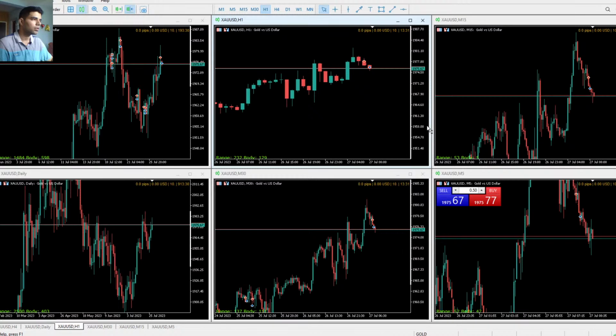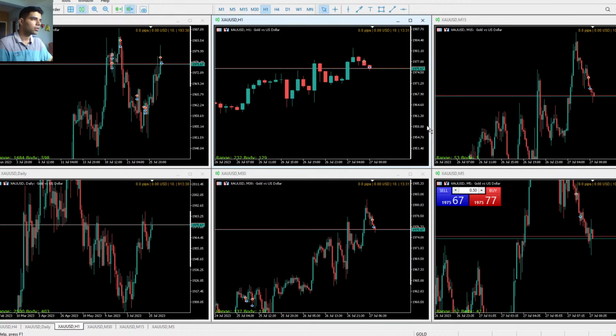Okay guys, so first I look at the candle. What I did is, in the H1 time frame, this is the green candle, this is the green candle, this is the red candle. So most probably the candle after this is going to be a red candle.